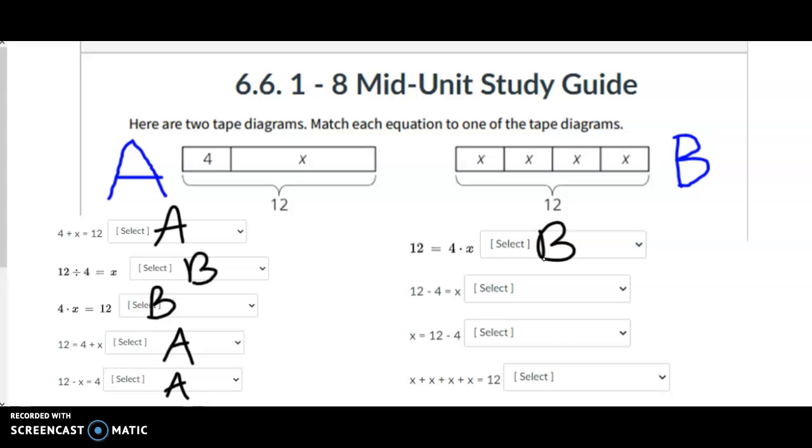The following one is 12 minus 4 is x. That's the first one, A. 12 is the whole. Taking away 4 will leave us the x.